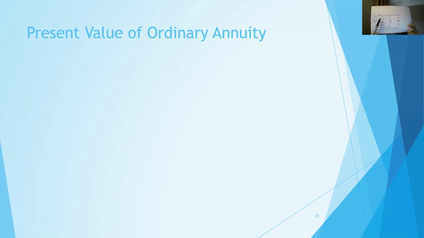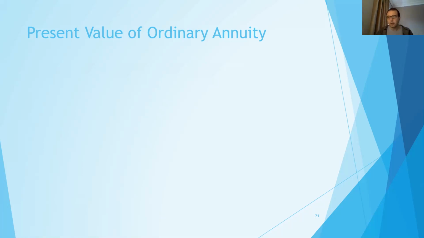Less than the 100, but we need to discount it with 5%. The second year should be discounted and the third year should be discounted. Let me write the formula here. The first one is 100 divided by 105, right? The second one, let me write with a different color, is 100 divided by 105 squared, and the third one is 100 divided by 105 to the power of 3, right?